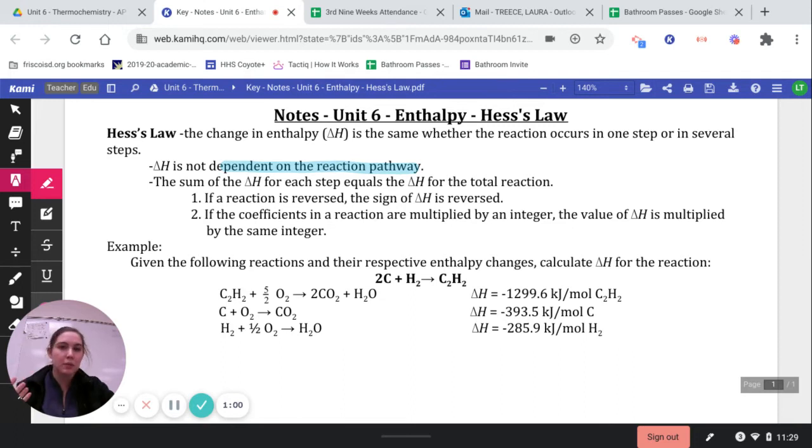Sometimes when you're manipulating, you are going to have to do several different things. So if you reverse your reaction, you're going to reverse the delta H sign, or change it to negative or positive. So if it is negative and you reverse your reaction, it's going to become positive. If you multiply your equation by something, so if I multiply my whole equation by 2, I also have to multiply my delta H. So basically whatever I do to my reaction, I also have to do to my change in enthalpy as well. Okay, so let's get started.